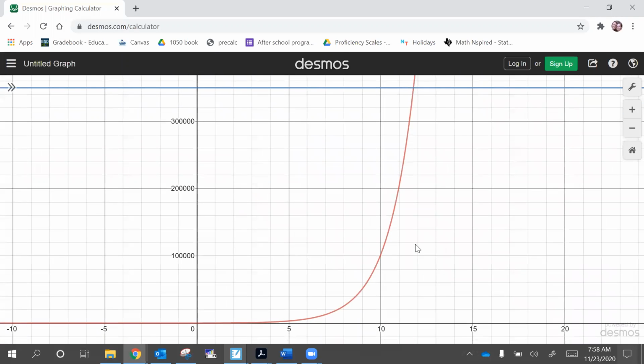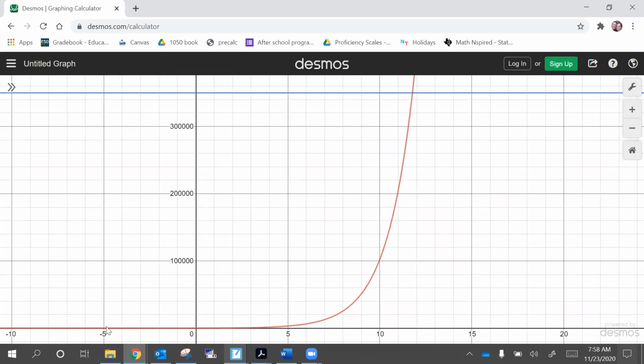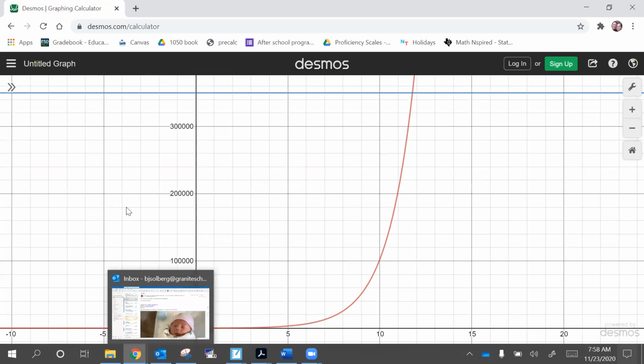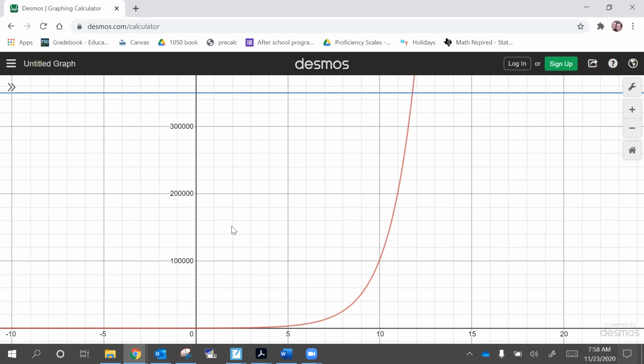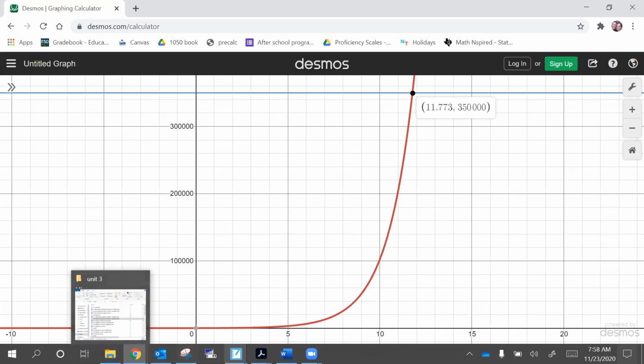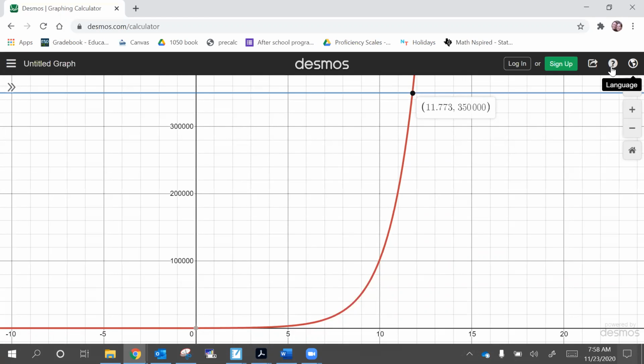And now we can actually see what's going on here. This red graph is showing us our bacteria, and it's doubling every hour. We only started off with like 100, and it's doubling every hour. How long until it reaches 350,000? Well, if I just click there, I can see it's only 11.7 hours. Less than 12 hours, and that went from 100 to 350,000. That is scary right there, right? What that tells me is you need to wash your hands and sanitize and wear a mask.